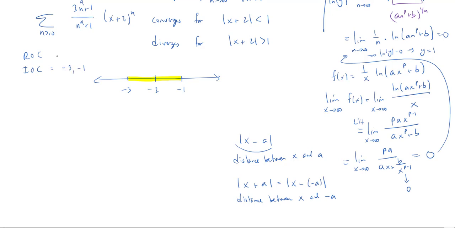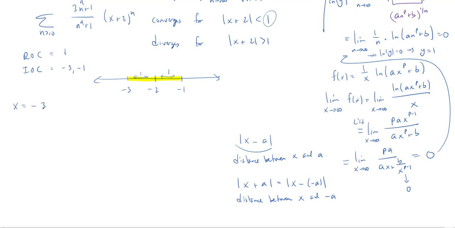The only problem is we don't know whether to put rounded parentheses or square brackets on the end. The radius of convergence, though, we know exactly what it's going to be. It's going to be this number here, 1, the radius of this interval. So the only thing left we have to do is actually check these endpoints. The endpoints are negative 3 and negative 1.